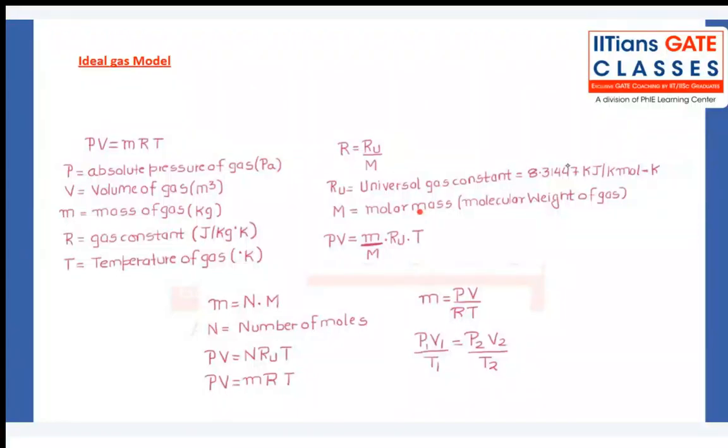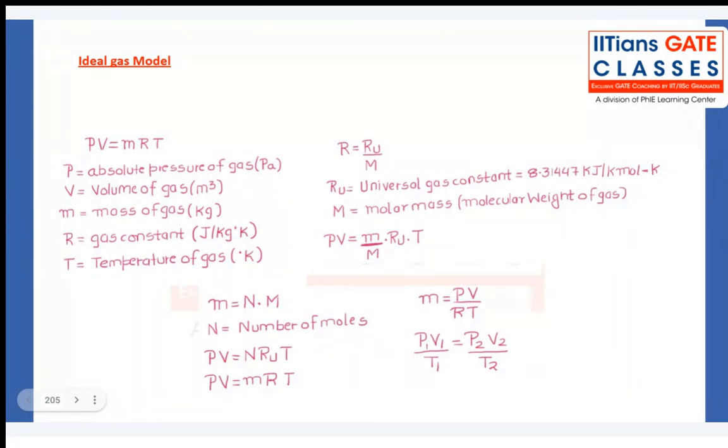Now, if you substitute the value of R here, what do you get? PV equal to m by M times Ru T. This ratio of m by M can be written as the number of moles of the gas. So then you can write this relation as PV equal to n Ru T. These are the two standard forms in which we use the ideal gas equation. One is PV equal to mRT, where mass is given, and another is PV equal to n Ru T, where the number of moles is specified.